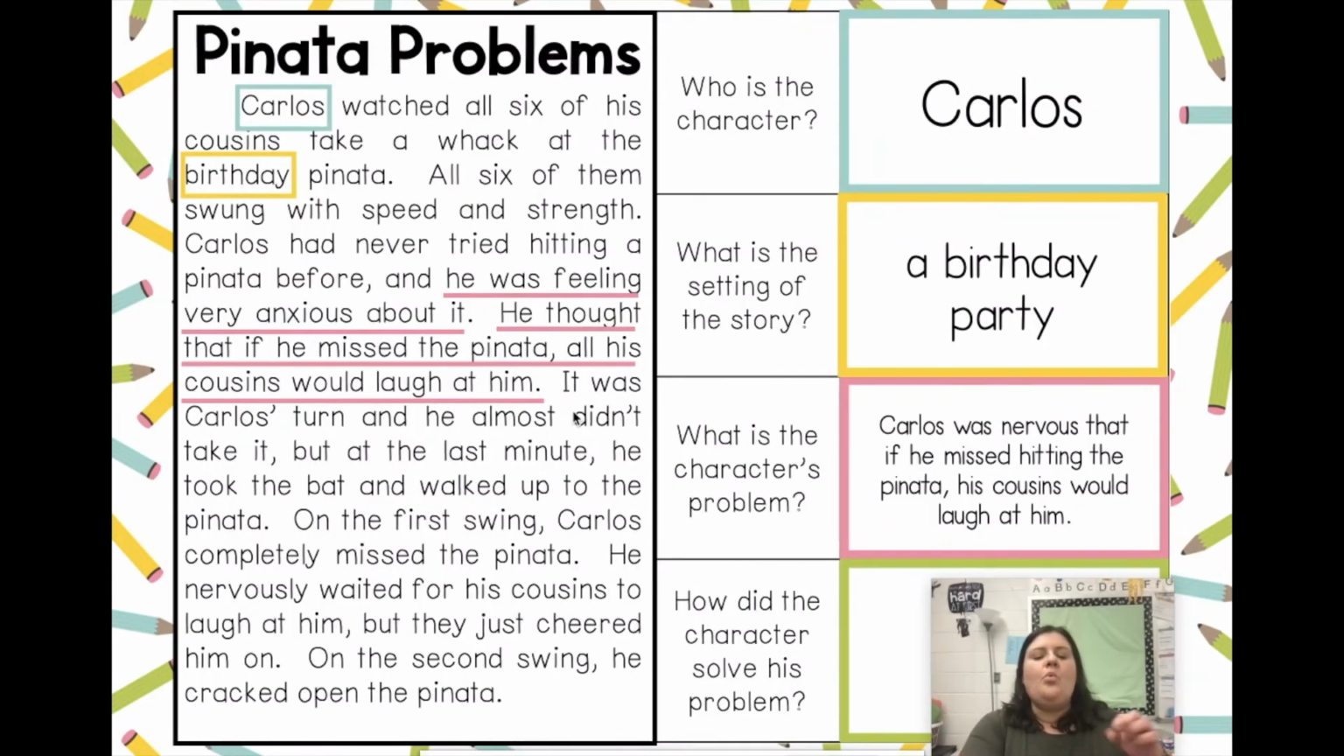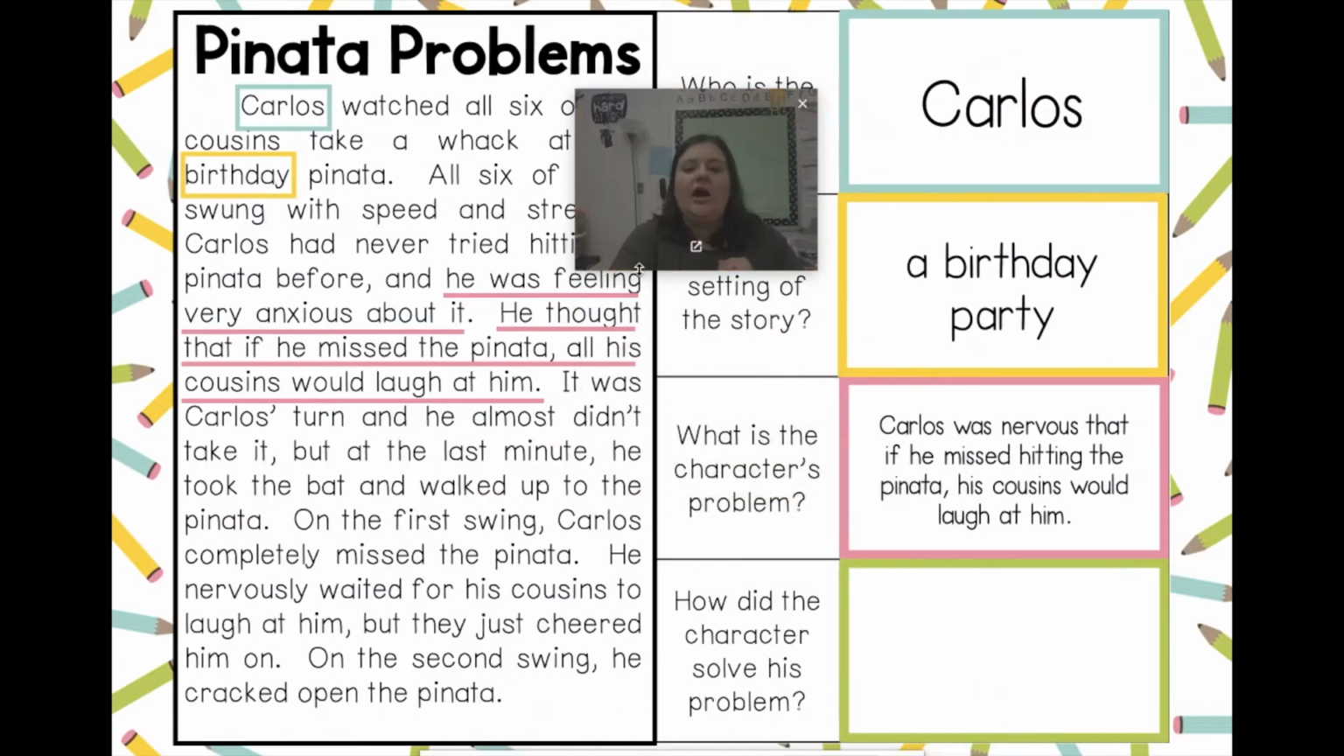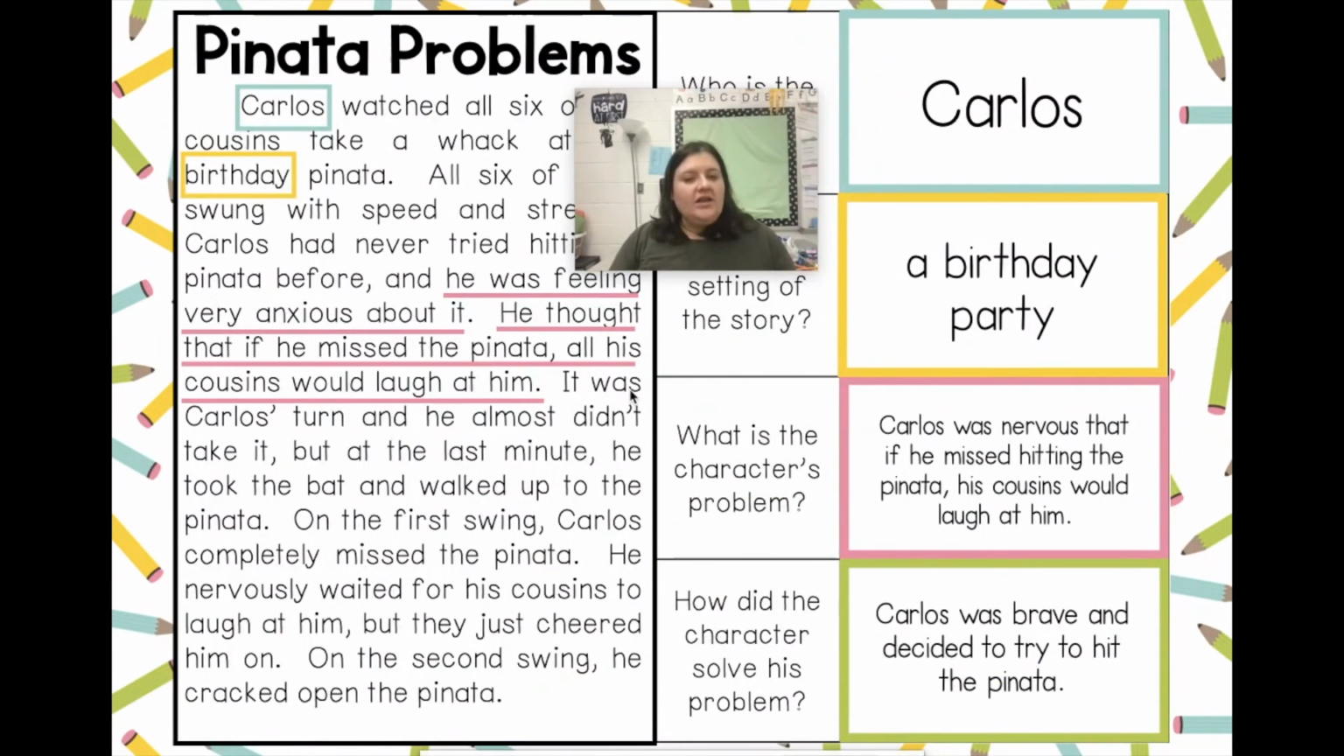But of course, what was his response? How did he solve this challenge? Carlos was brave and decided to try and hit the piñata. I know that he was brave because at first he didn't want to do it, but then he walked up and he did it. On the first swing, he missed, but his cousins didn't laugh at him. They cheered him on. And then the second time, he had more confidence and he swung hard and he whacked that piñata open, causing all of the special treats to fly down.